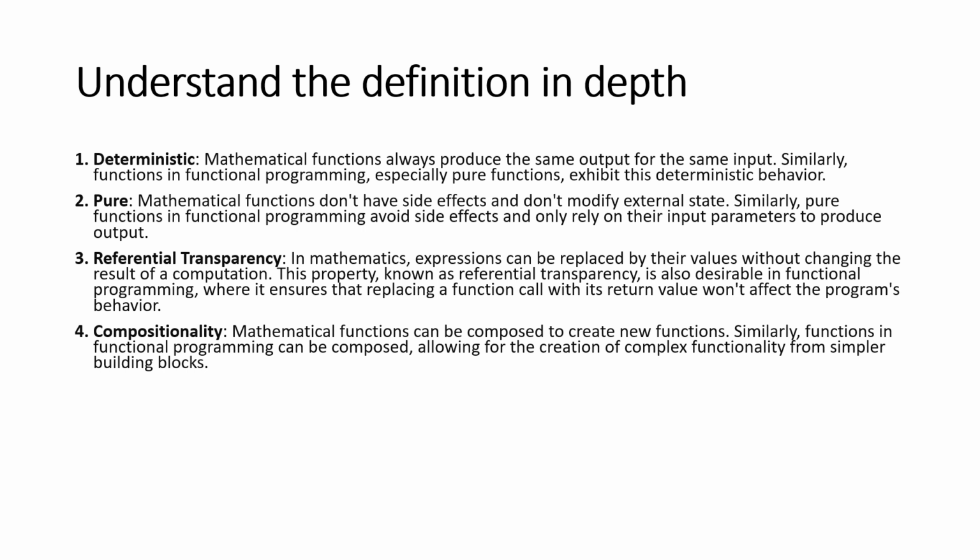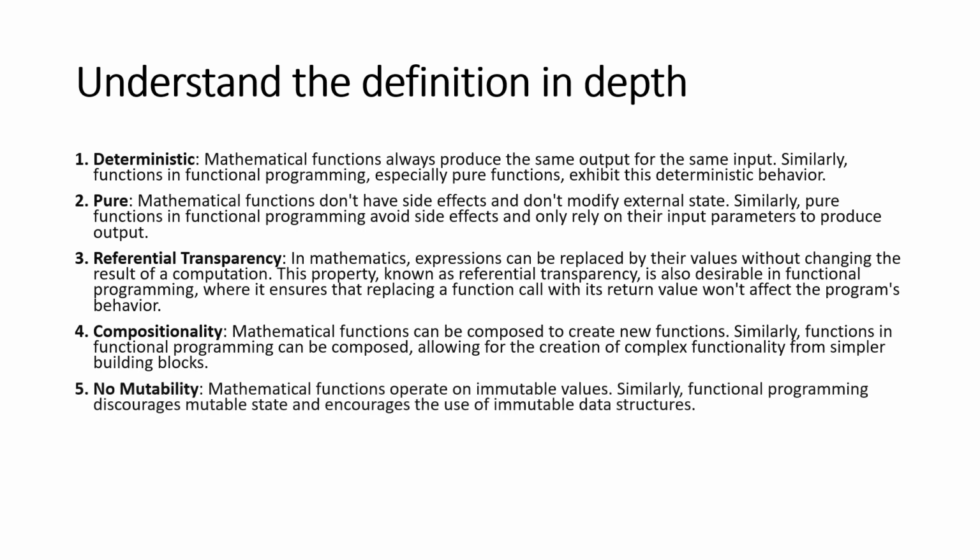Next, compositionality. This one we saw, right? One function taking another function as an argument, so we are combining the functions. Mathematical functions can be composed to create new functions, right? Similarly, functions in functional programming can be composed, allowing for the creation of complex functionality from simpler building blocks. So we can combine multiple functions to build complex logic also. The advantage of splitting the functionality into multiple functions is modularity. They will easily scale. We can easily maintain, and we can easily test also, right?